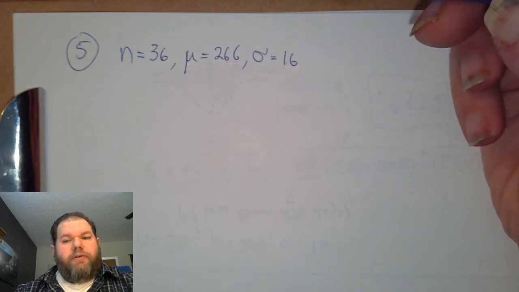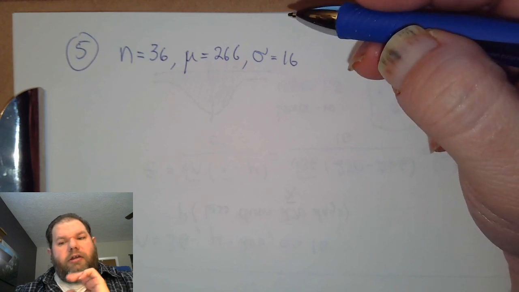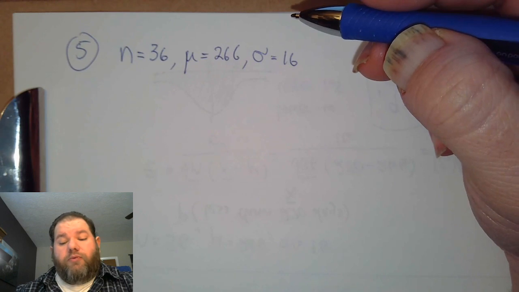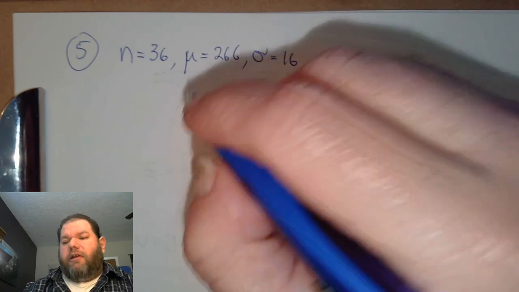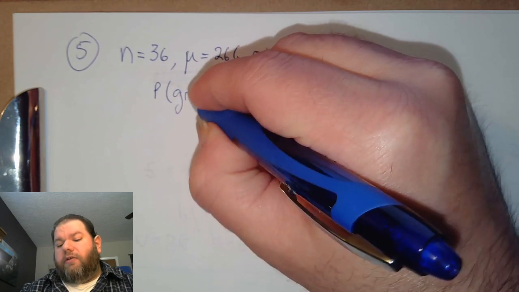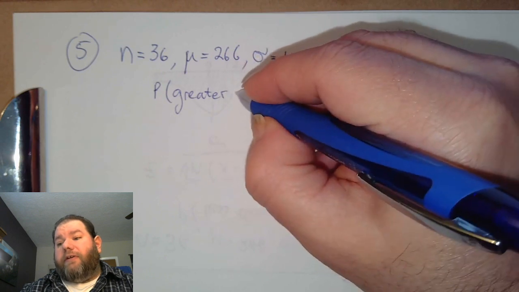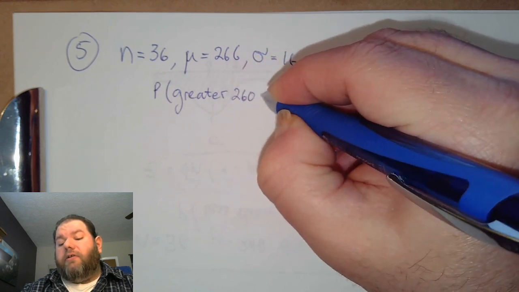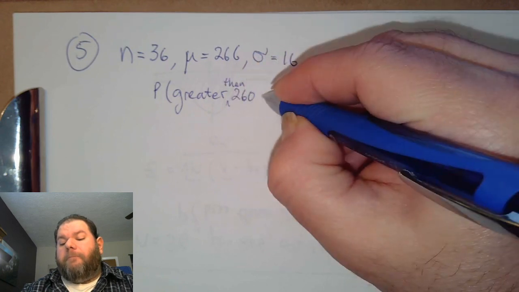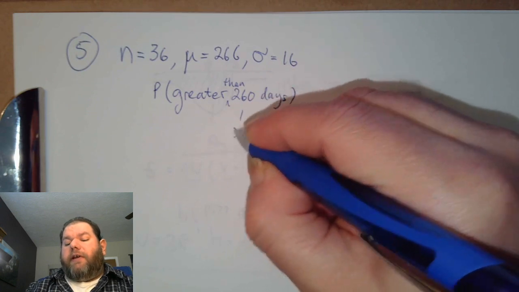And again, for this problem on the test, I just copy and pasted the description of the problem, just so there's no confusion about what data we're using for this. We want the probability that the sample mean is greater than 260 days. So 260 is x bar.